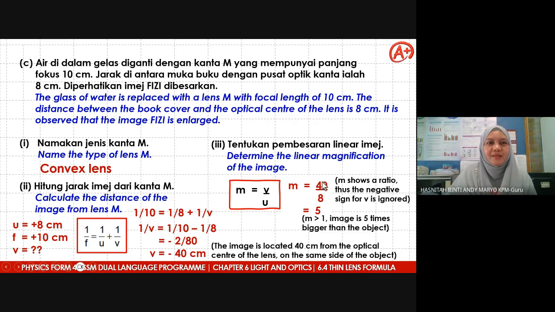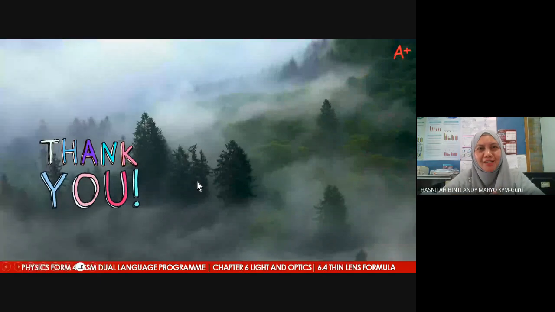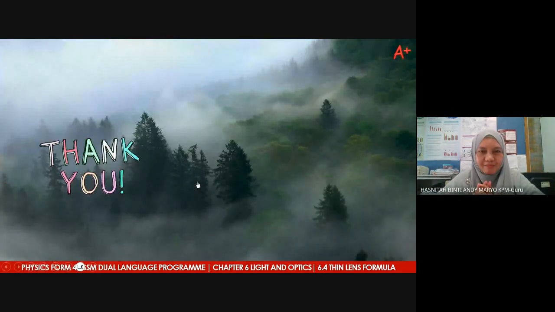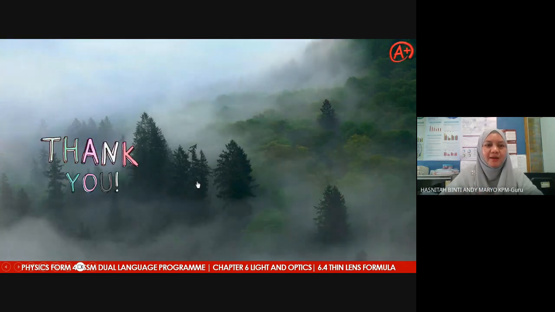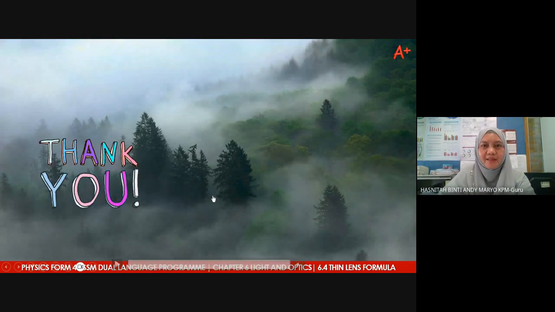So we have solved question C. The type of lens is convex, this is the image distance, and this is the magnification. So lens M here acts as a magnifying glass. Okay, so that's all. Thin lens formula, very simple, very short. Only one formula is related there.